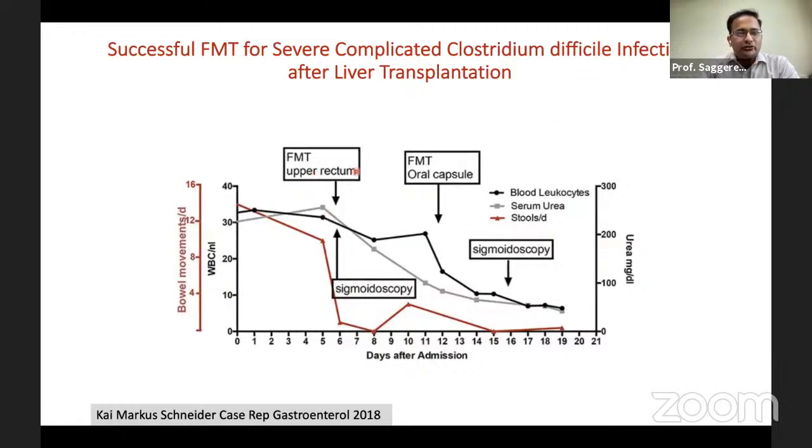They have shown that the first dose of FMT was given per rectum because the bowel was very friable. Next, oral capsules were used. There was remission of the Clostridium difficile infection even in post-transplant patients who received FMT. And also, it was safe even in post-transplant patients who received immunosuppression.